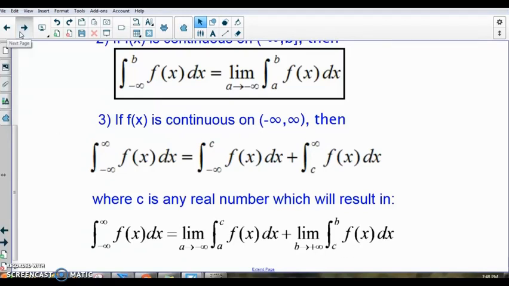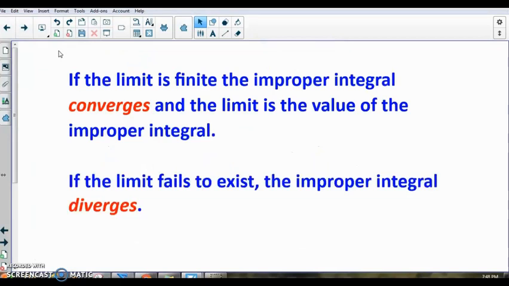So let's see how this works here. Let's just read this real quick. It says if the limit is finite, the improper integral converges, and the limit is the value of the improper integral. So it's a vocabulary word, converges. If the limit does not exist, then we say that the improper integral diverges. Your homework is going to ask you to say whether it converges or diverges.